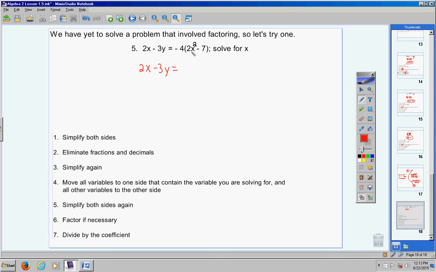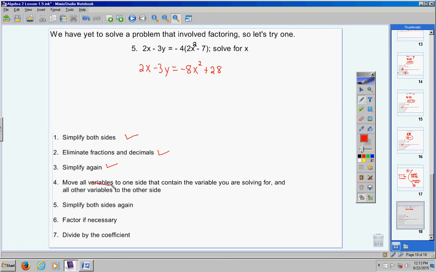So negative 4 times positive 2 is a negative 8x squared. Okay? Negative 4 times negative 7. Again, use your calculator if you need to. Negative 4 times negative 7 is a positive 28. Step 2, eliminate fractions and decimals. There are none. Step 3, simplify again. I cannot simplify.